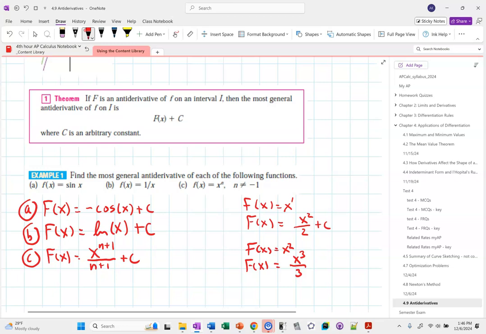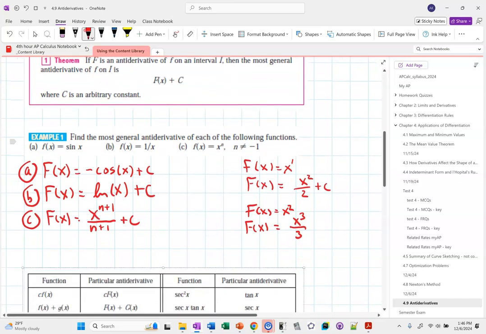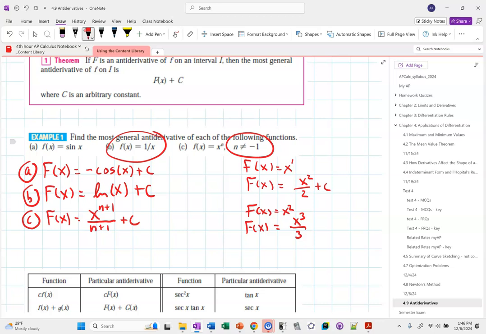That's good. Does that feel okay, how we got there? Why can't n equal negative 1? Well, it's because for x to the negative 1, the antiderivative is natural log, right? Everybody feel decent there? Okay.